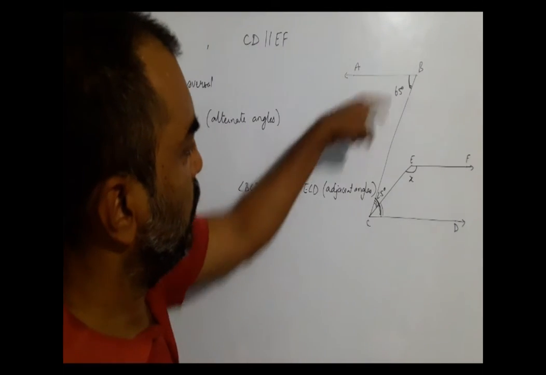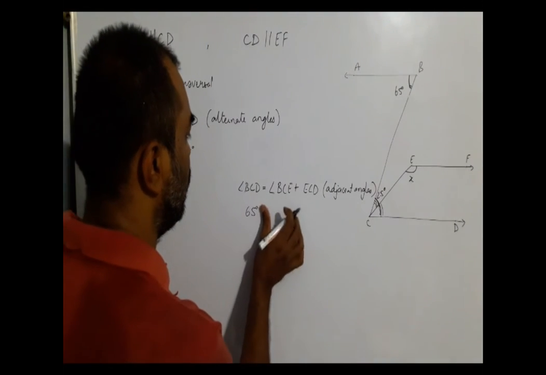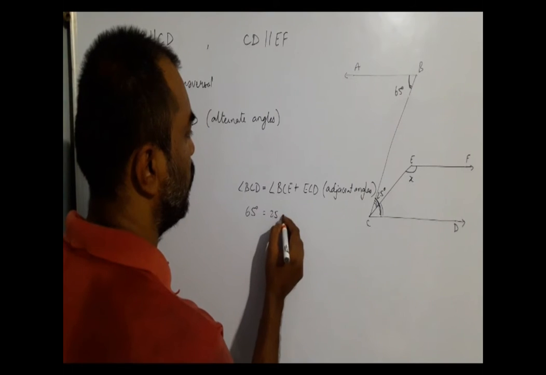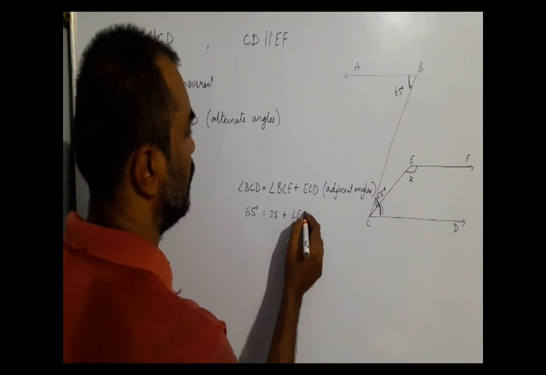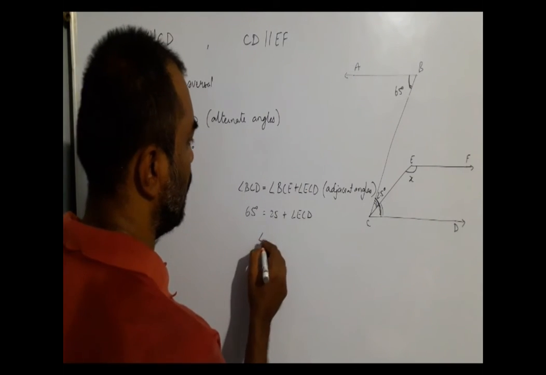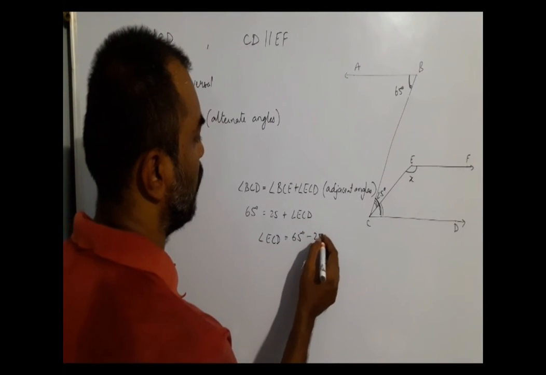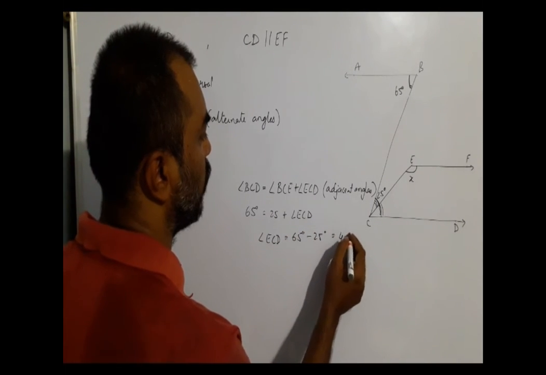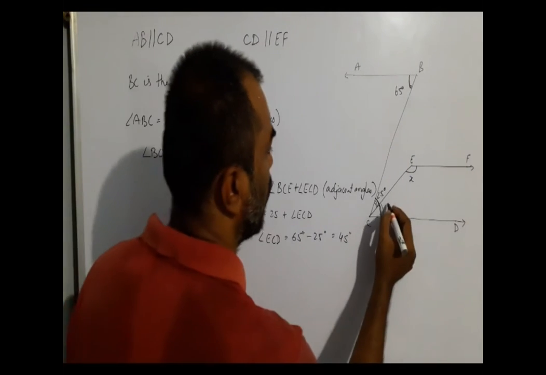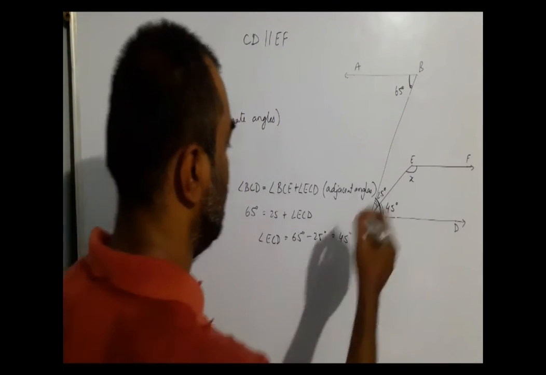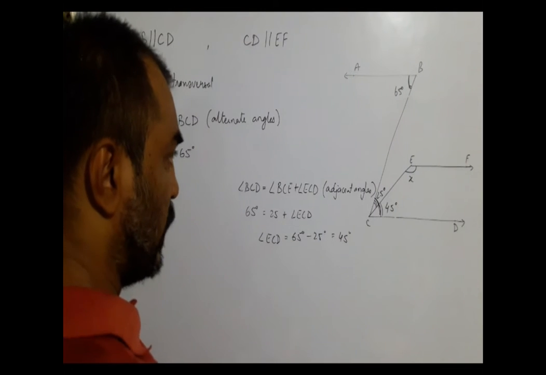So this is 65. BCE is given 25. So we get plus angle ECD. So how much is angle ECD? ECD is 65 minus 25 equal to 40 degrees. So you have this is 40 degrees, ECD. So we have reached two places.